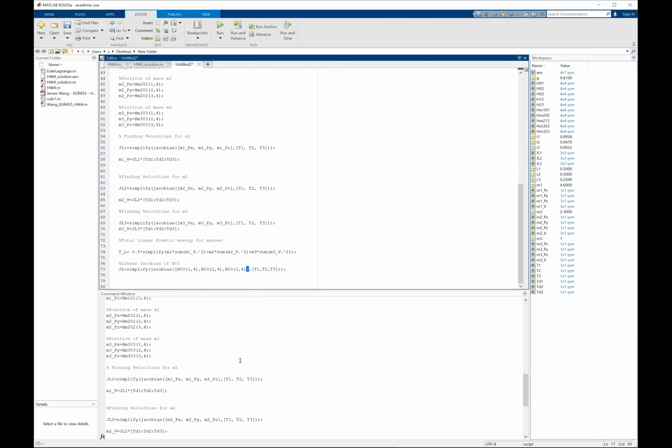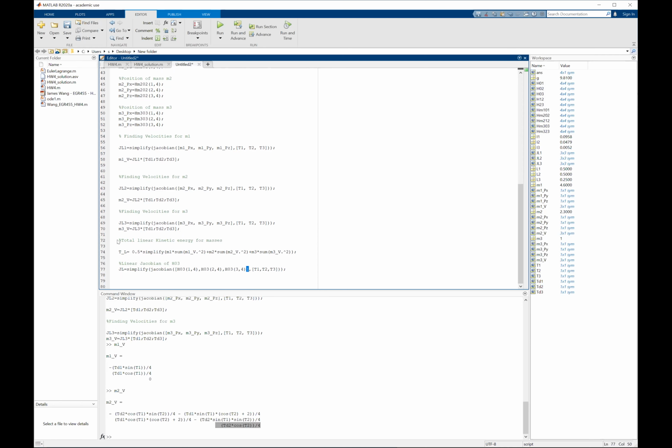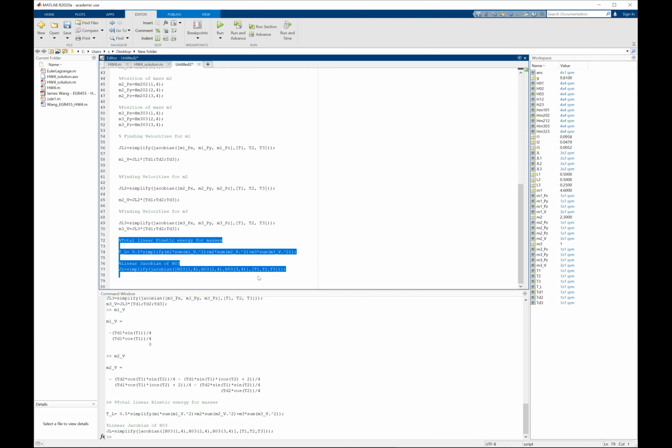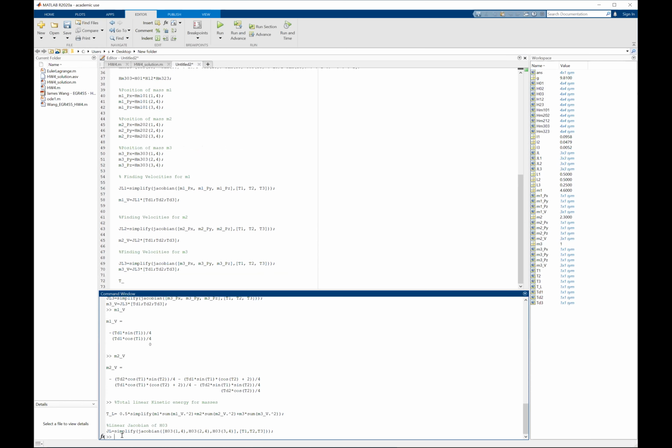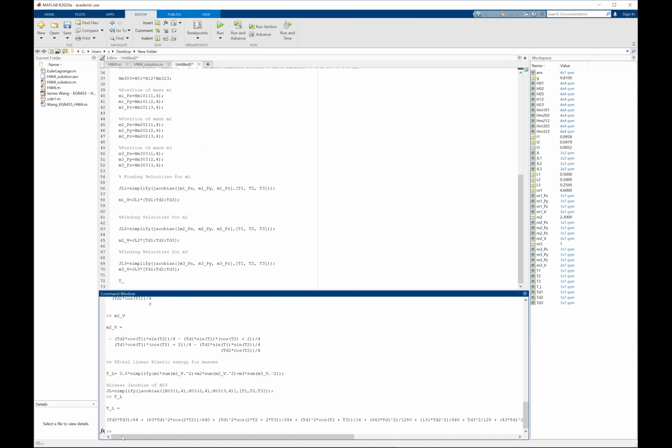Velocities for M3, okay. So I can run this code and then see that the code ran. So at this point, if you were to just say T_L, that is the expression for the linear kinetic energy for mass M1, M2, and M3. Are you with me so far?